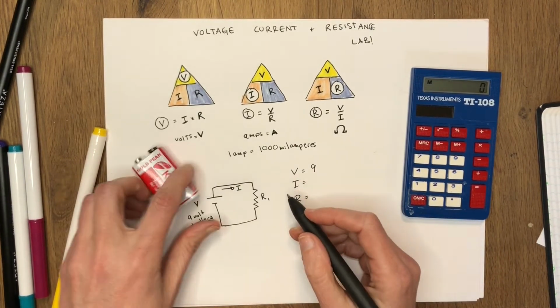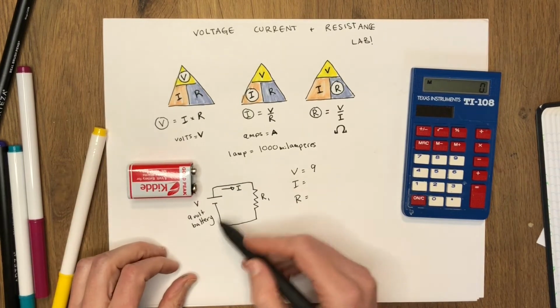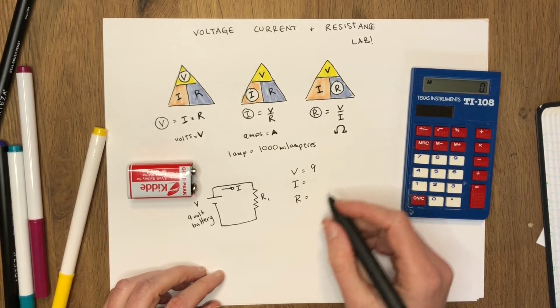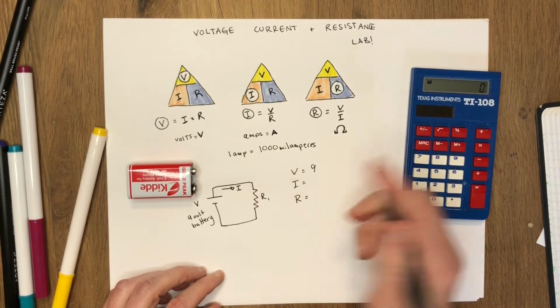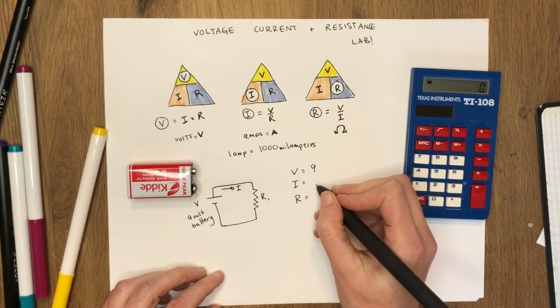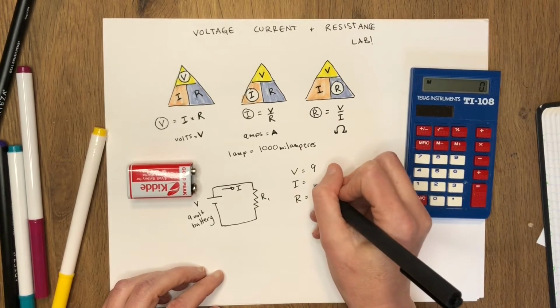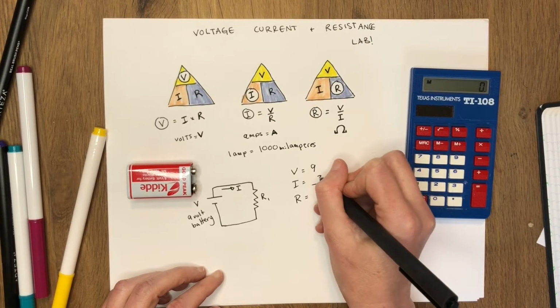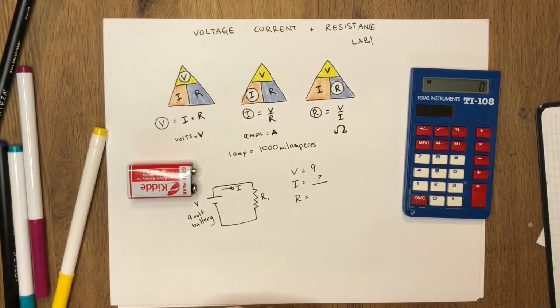All right, here's my really simple schematic diagram of my circuit. I have my voltage source, I have my current here moving through, and I have my resistor. So let's say I know my voltage. I don't know my current. I don't have an ammeter on hand, but I want to solve for it. But I actually know what my resistor is.